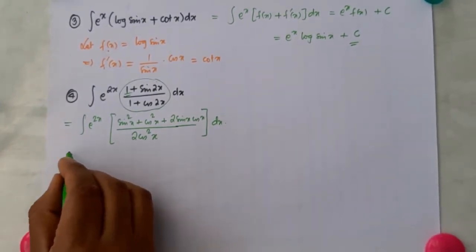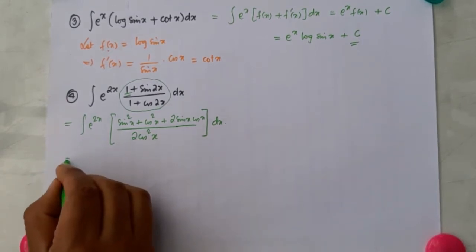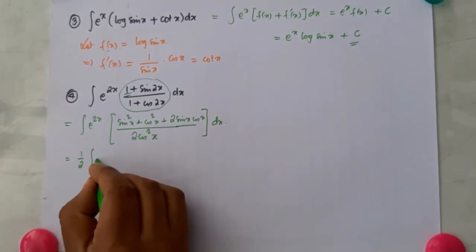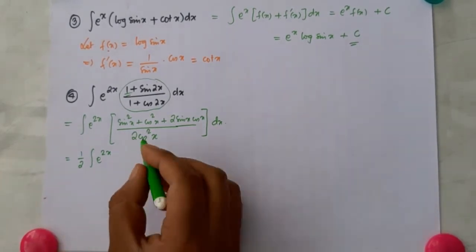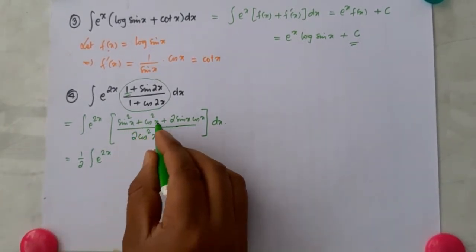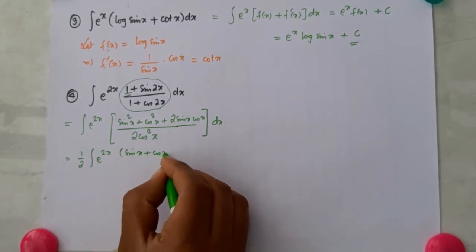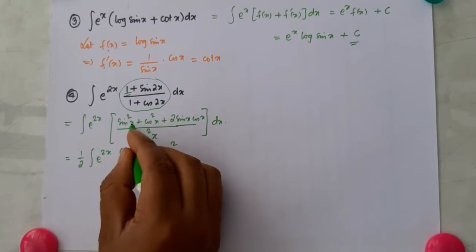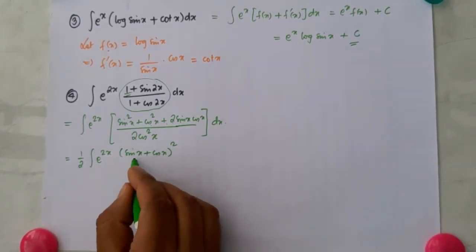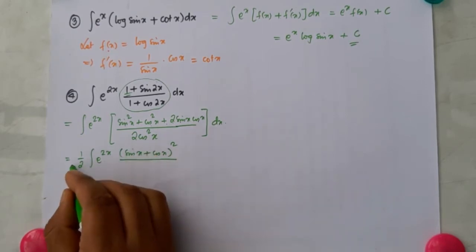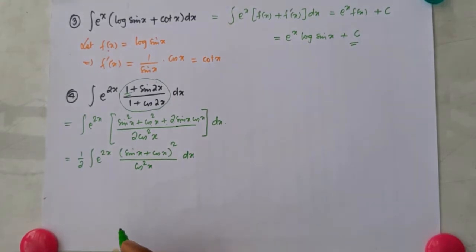See here carefully. So we have this 1 by 2, so this 2 can be kept outside. So it becomes 1 by 2 integral e to the power 2x. Here, can I write the numerator as sine x plus cos x whole square? Yes, because this is a square plus b square plus 2ab. So this becomes a plus b whole square, divided by this 2 which is already outside. So we have cos square x here.